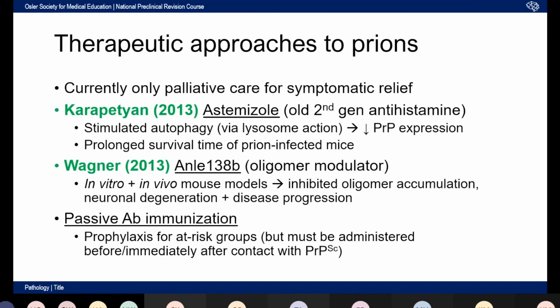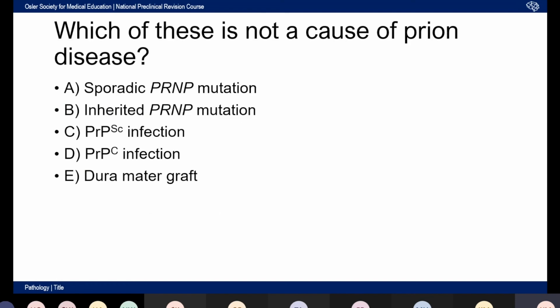In terms of treating prions, at the moment, we can only provide symptomatic relief and end-of-life care. So there are some potential disease-modifying treatments that are in development, including some old antihistamines and an oligomer modulator. And they've shown some success in mouse models, but they're still a very long way from being on the market. And what we can also do is to passively immunize people who have been or might become exposed to prions. If, for example, there's an outbreak of mad cow disease nearby, but that requires us to identify them very early to be able to provide that kind of treatment.